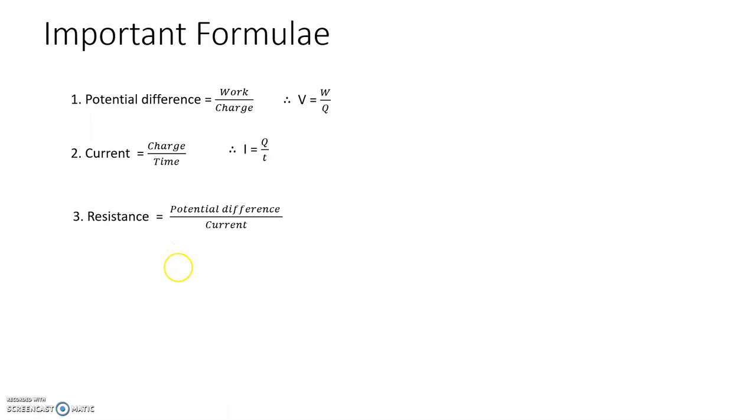Resistance is equal to potential difference upon current. Resistance is denoted by the letter R, potential difference by the letter V, and current by I, so R is equal to V upon I. This is Ohm's law. On rearranging, we also get it as V is equal to IR. Again, we can also write it as I is equal to V upon R.